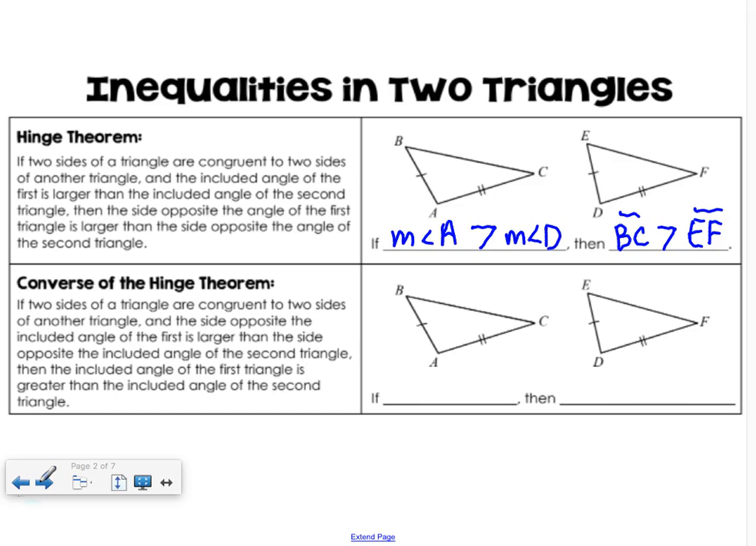Let's say we don't know the angles, but we know something about the sides. We can make a comparison. So this time we know BC is greater than EF. Which angle's bigger, angle A or angle B? Yep, angle A. The measure of angle A would be greater than the measure of angle B. Just comparing.